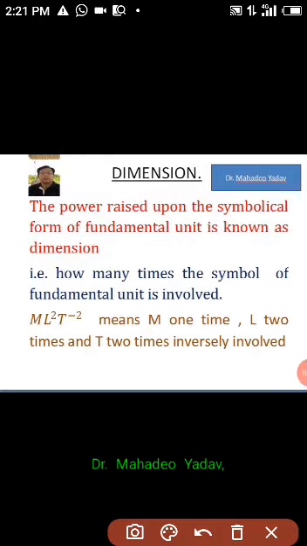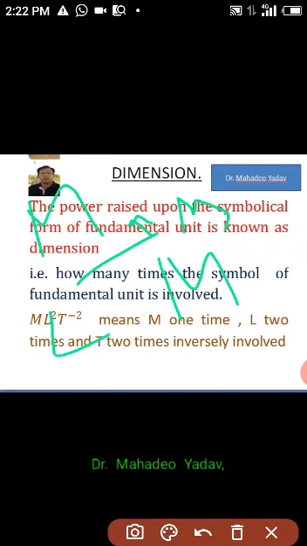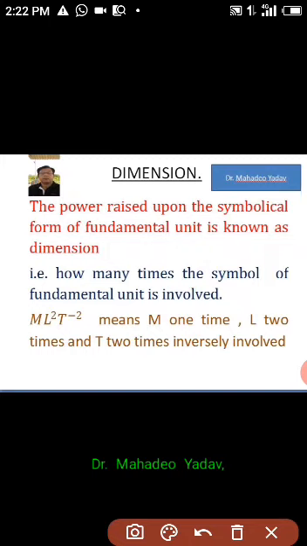Symbolical form means, for mass it is M, for length it is L, for time it is T. Thus, the power raised upon the symbolical form.